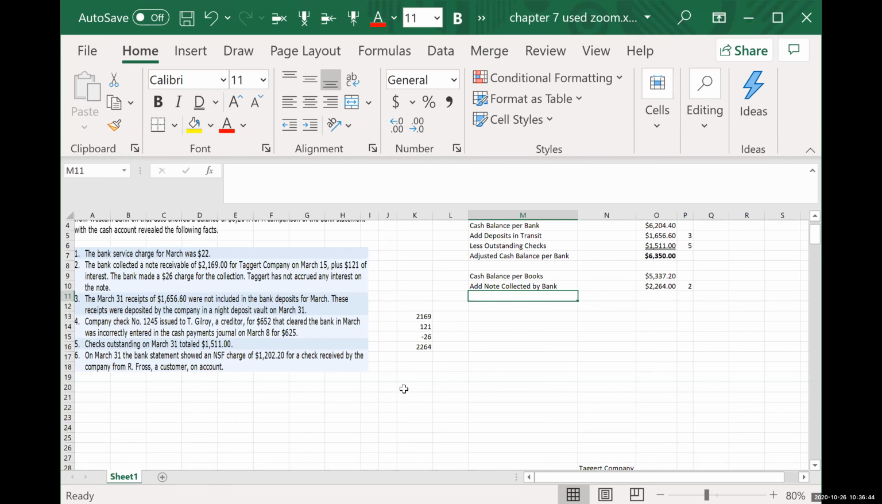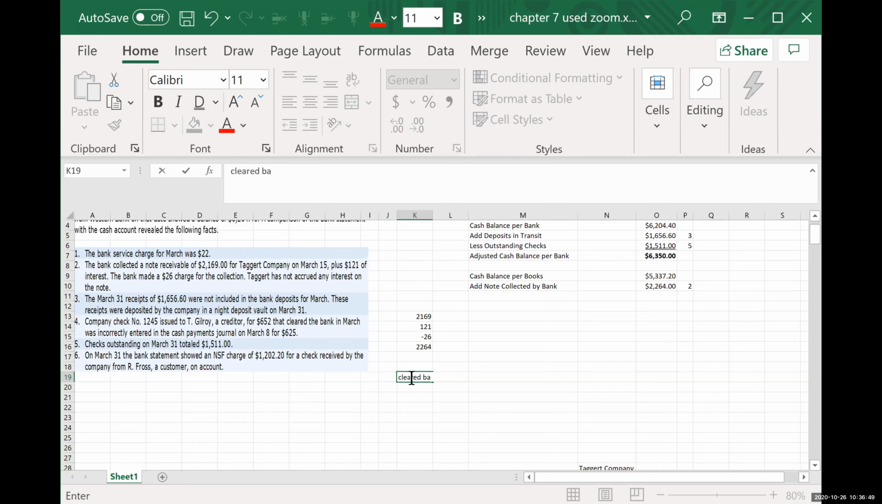Okay, so cleared bank for $652. T account showed $625. Okay, so $652 minus $625 gives us a total of $27 difference. And we need to, let's see. We need to subtract that from the cash account.